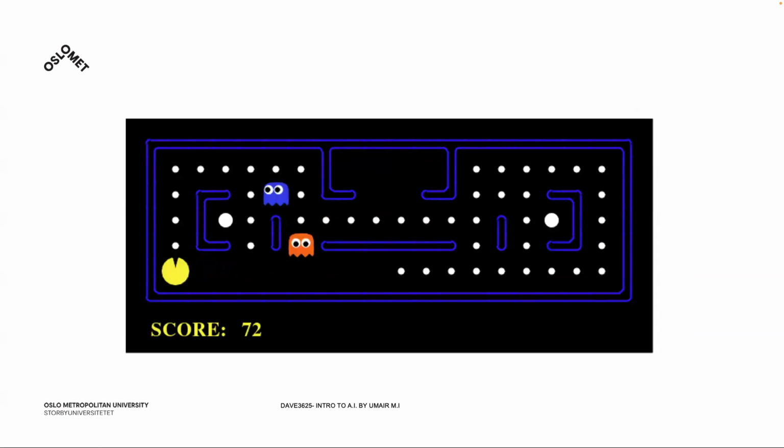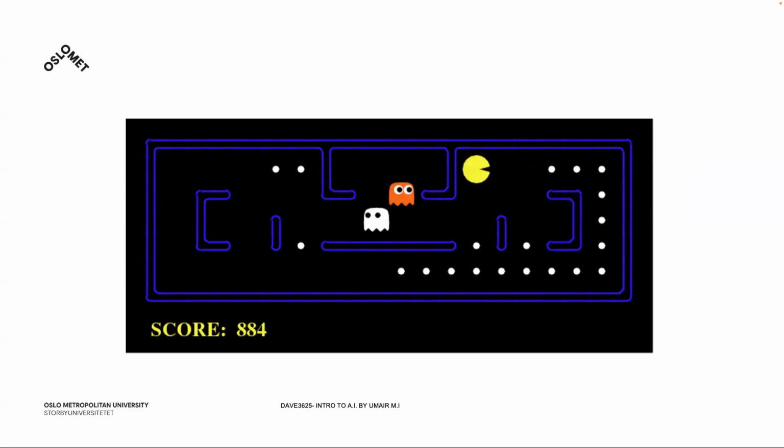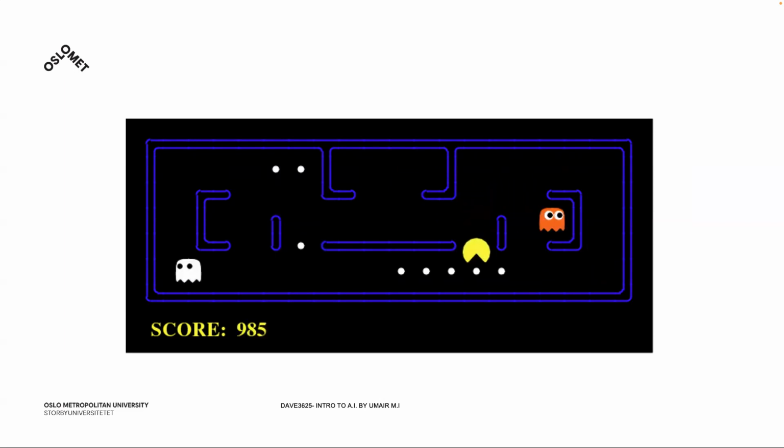Pac-Man is another example. This is also Pac-Man created using reinforcement learning. We don't have to watch the whole thing. But yeah. So in this example, the agent would be the Pac-Man itself.